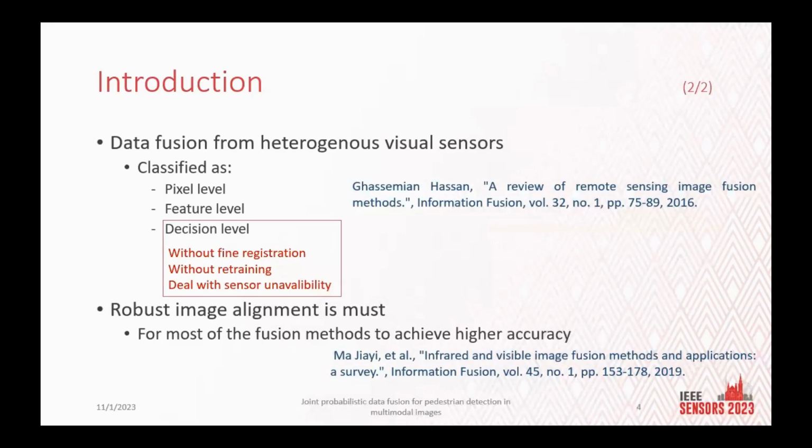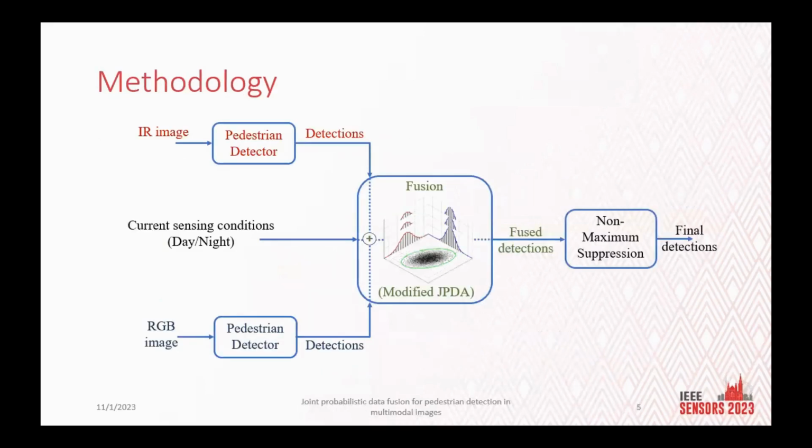The second advantage is that it does not require retraining, so we can use off-the-shelf detectors to do detection. Another advantage is that it is possible to model these decision-level fusion methods so that if one of the sensors is unavailable for any reason, the method is able to handle it. So by saying this, we propose this kind of method.